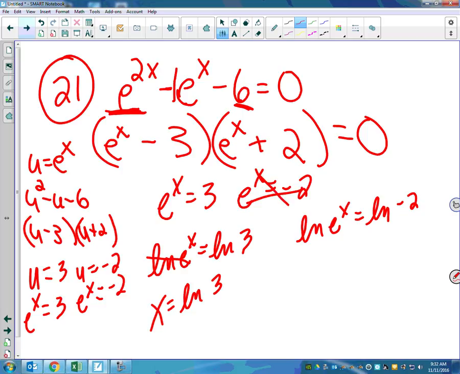Or if you didn't realize it, when you typed it in your calculator, it's going to tell you you don't have an answer, which makes ln of 3 the only answer, which you could type in your calculator and give me 24 decimals.